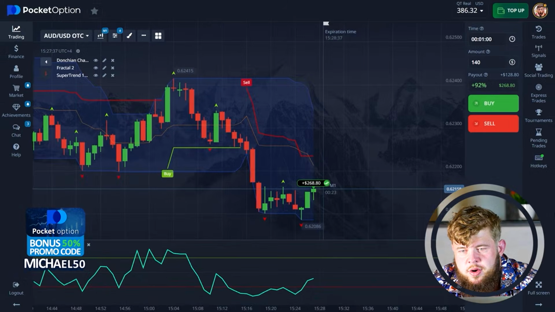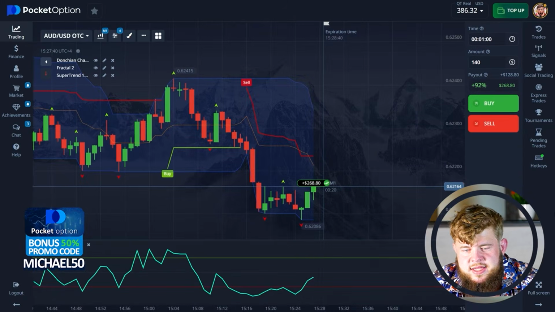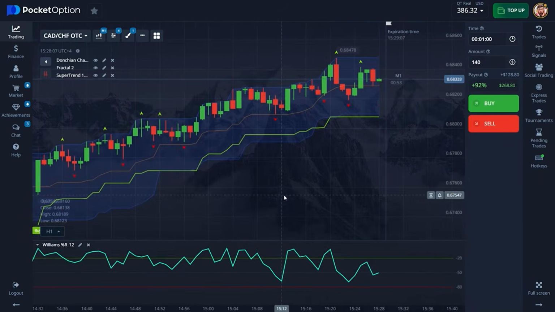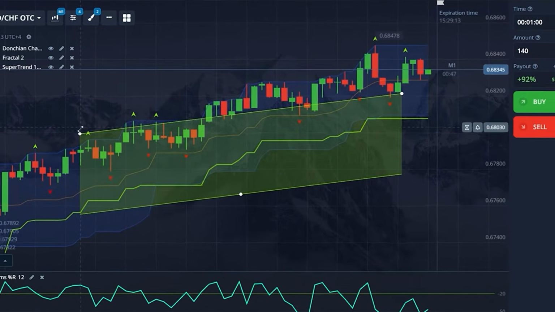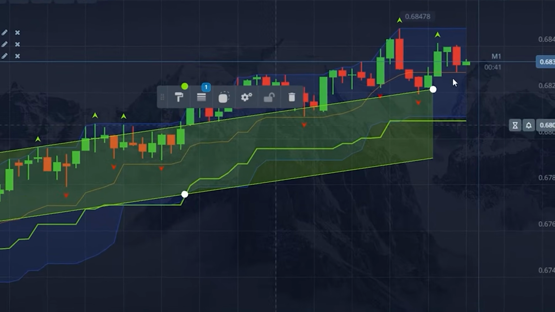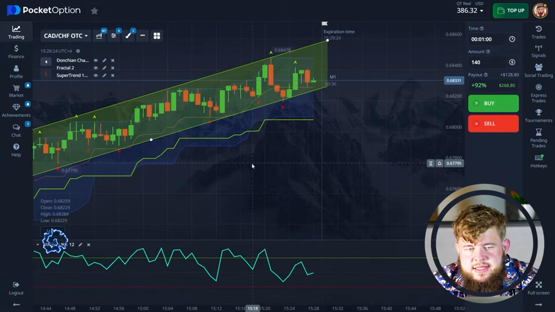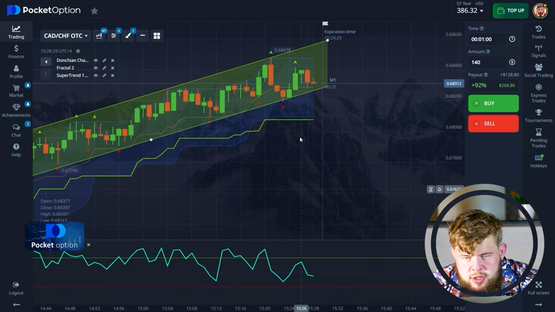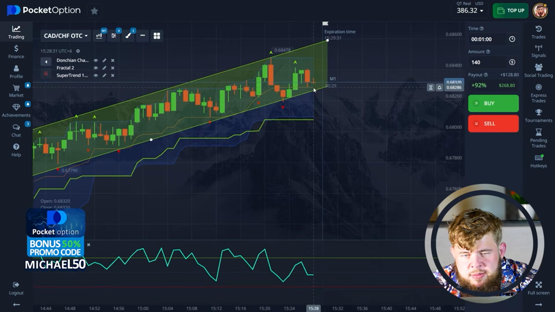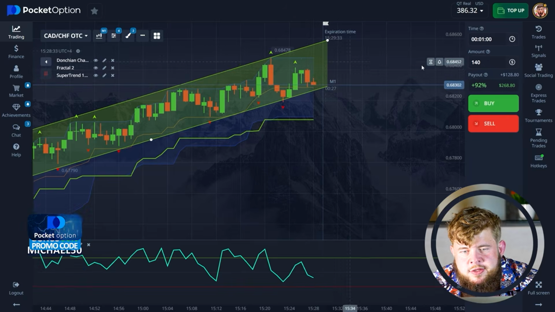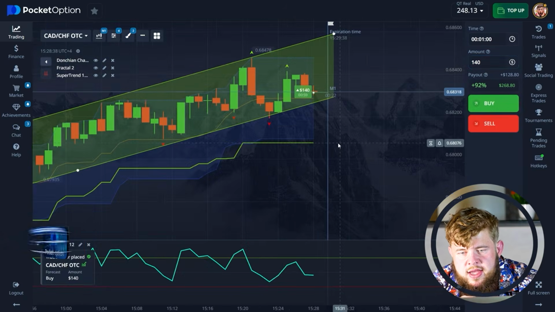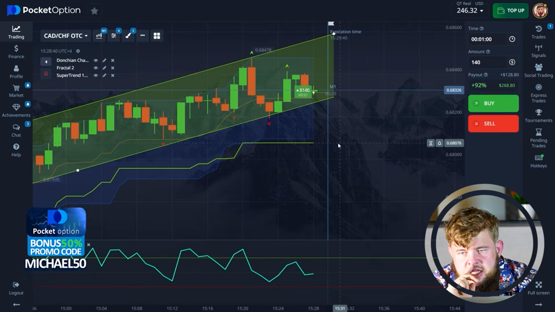Fine, so we have $386 on the account right now. Let's check CAD CHF currency pair. You can clearly see that price is moving in a very sharp upgoing channel. Now we're hitting the bottom line of this upgoing channel. So that's why from here, we're highly likely to receive the pullback reaction. Let's open buy position. It's opened.